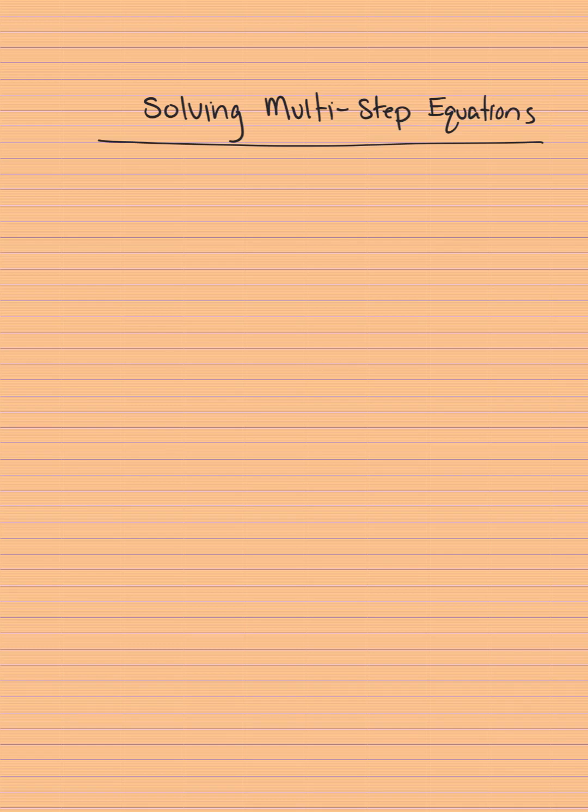Let's review how to solve multi-step equations. We're going to look at two kinds. We'll look at some that have just variable on one side, and then we'll look at an example that has variables on both sides. So let's start with when all the variables are on one side. So one example would be, let's say I've got this equation.